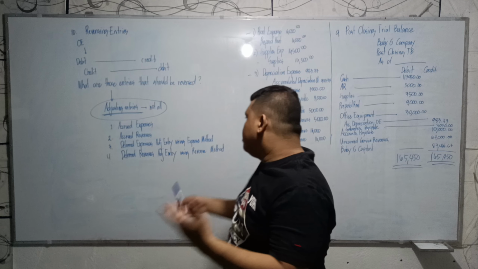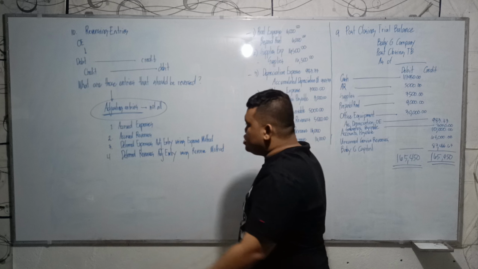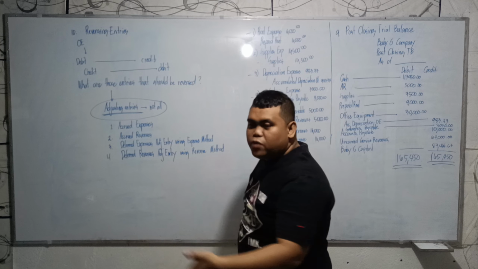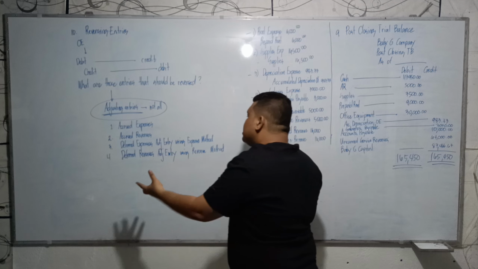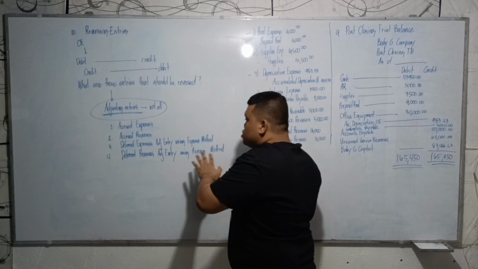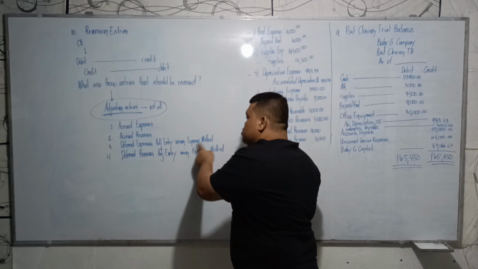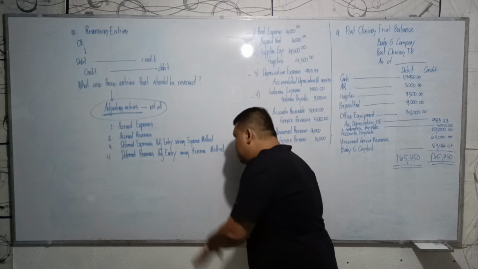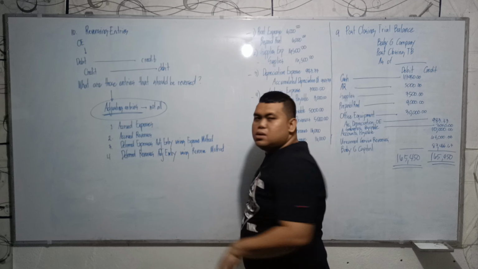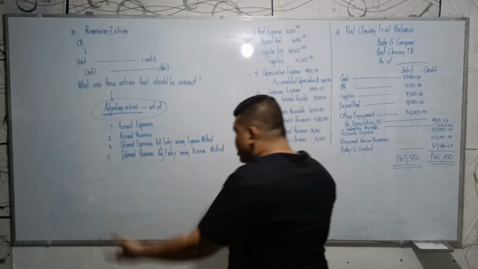So these are all the four adjusting entries that need to be reversed. Again, accrued expenses, accrued revenues, deferred expenses adjusting entry, but only when the company is using expense method, and deferred revenues adjusting entry only if the company is using revenue method. So, how do we do that specifically?